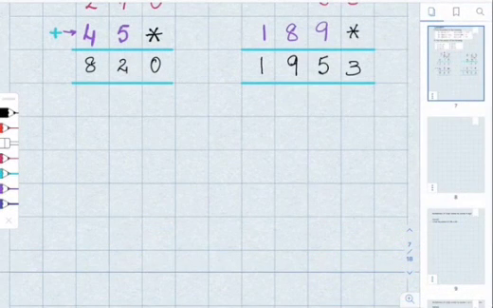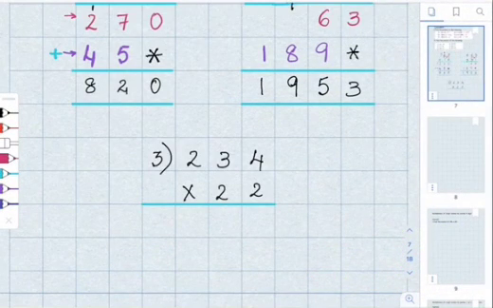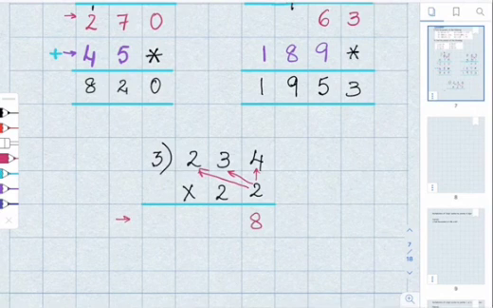Now for another problem, just start multiplying from 2 and place it here, in the first row. 2 4s are 8, 2 3s are 6, 2 2s are 4.